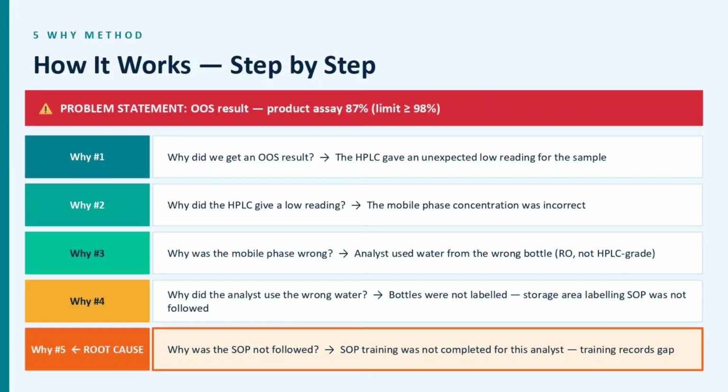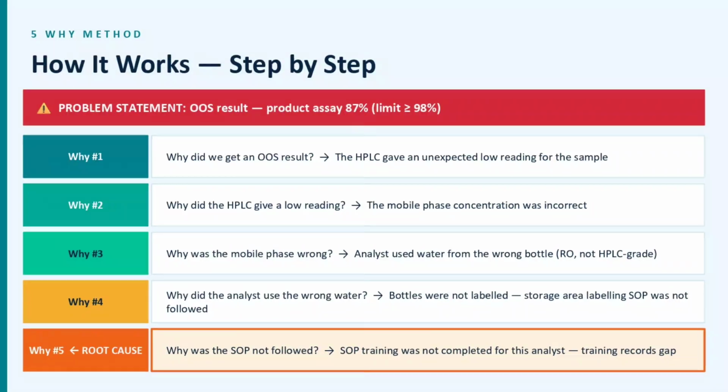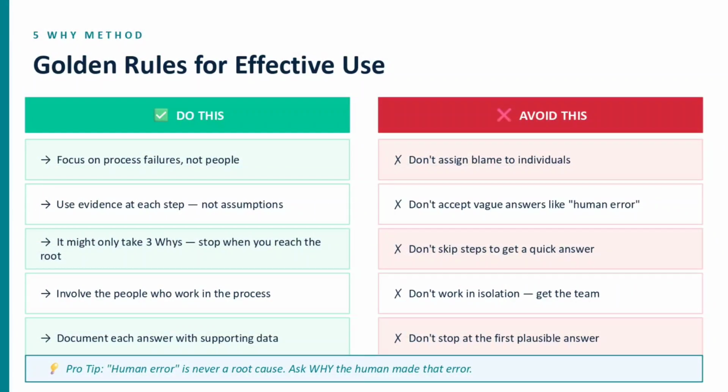Update the training program. Add a verification check before analysts are allowed to prepare mobile phases. Problem solved, for real, not just for today. Before we move on, let me give you the most important rules for using the 5 Why correctly, on the do side. First, focus on process failures, not people. The question is never who made the mistake. It is always why did the system allow the mistake to happen.